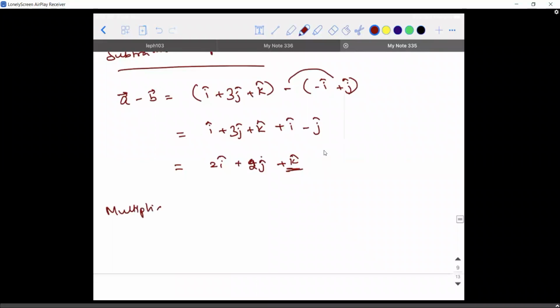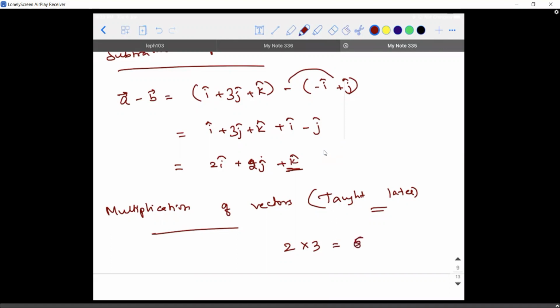So next is multiplication of vectors, which will be taught later. That is going to be the end of this chapter. The reason why I'm saying multiplication of vectors is the end of the chapter is because if I give you two numbers in the scalar form, you can multiply them, right? So 2 into 3 is 6.